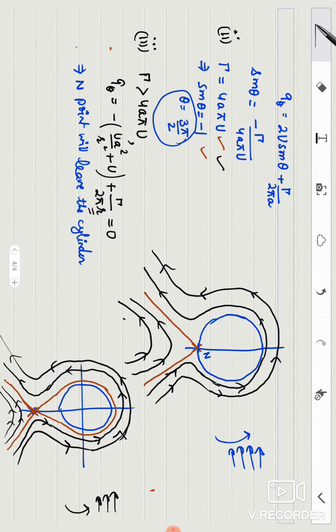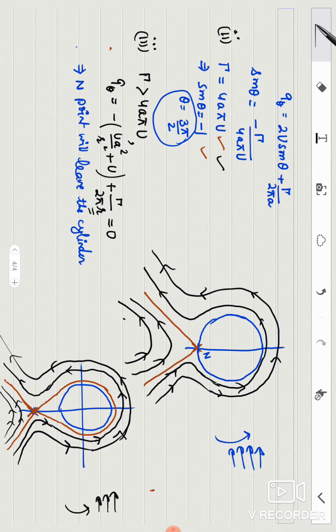Now it simply means that, first of all, whenever circulation is added, the symmetry of the flow disappears. And secondly, the upstream stagnation point shifts in the downward direction if circulation is present and circulation is positive.